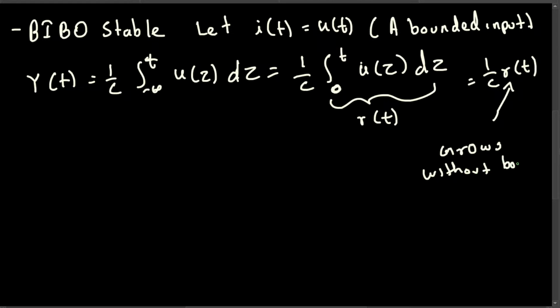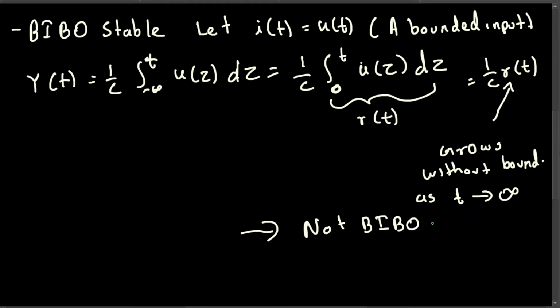So when time t approaches positive infinity, it goes to infinity without any bound. So this is not a BIBO stable system, because we are not getting a bounded output as a result. The output is not bounded, so not BIBO stable. And that's how we can analyze a system based on the circuit or equation given using these methods.